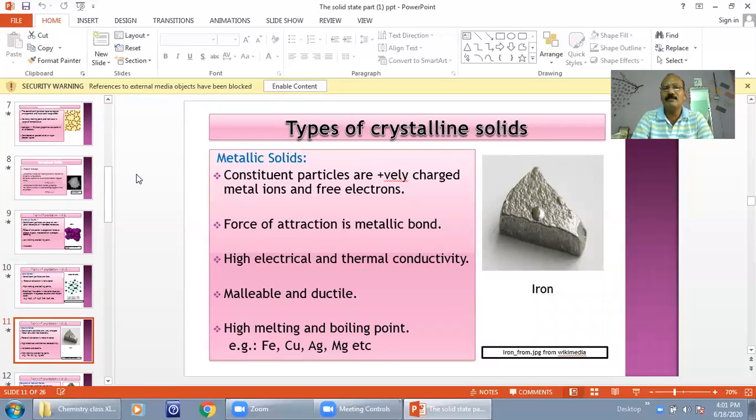Malleable means with the help of a hammer we can form thin sheets. Ductility means we can form wires. We have taken earlier the example of gold: 1 gram of gold can form 2 kilometers of wire. They have high melting and boiling points. So these are the properties of metallic solids. So you can differentiate between metallic solids and network solids, and between ionic solids and molecular solids.